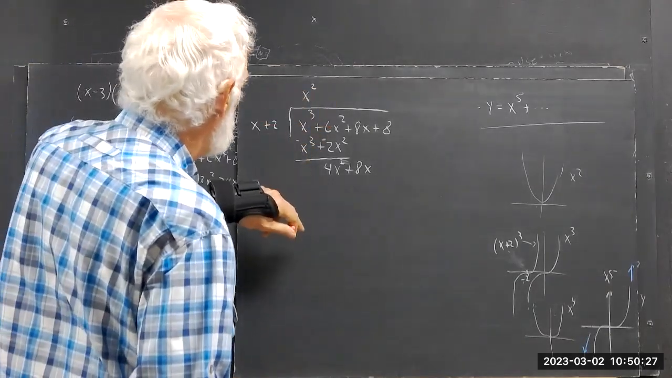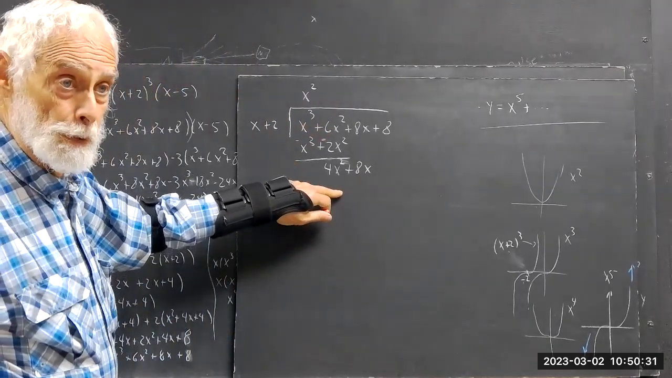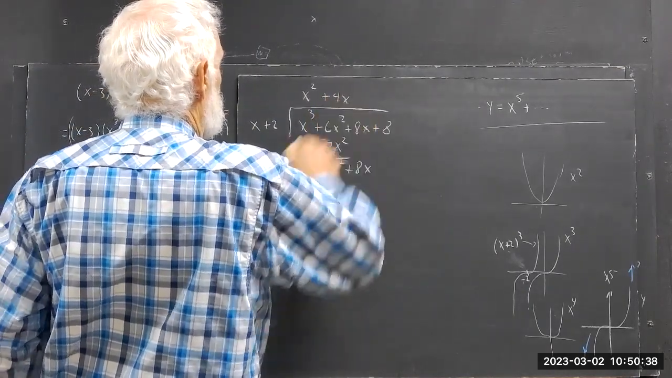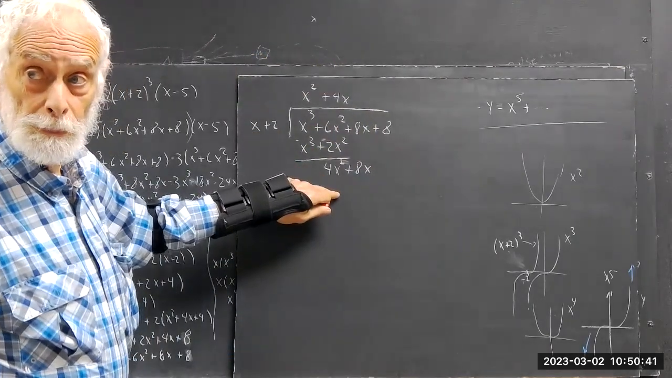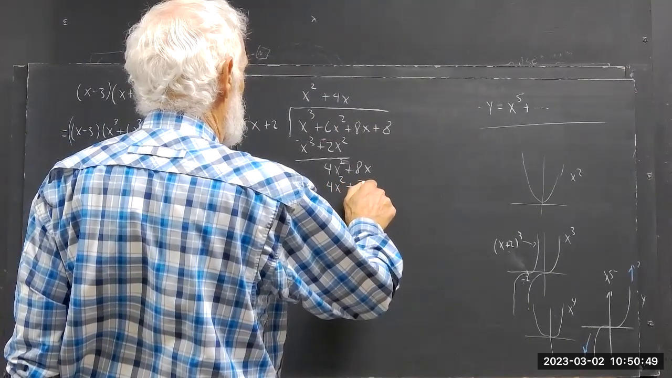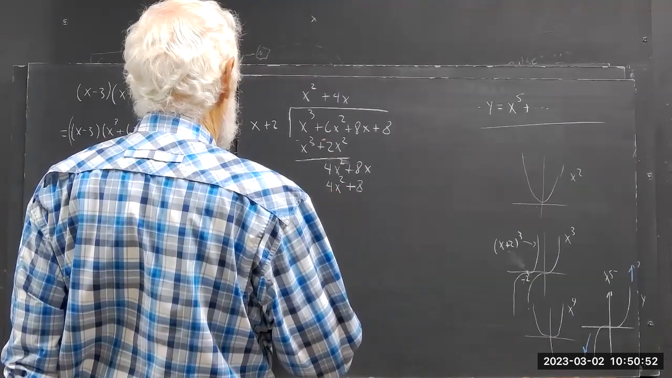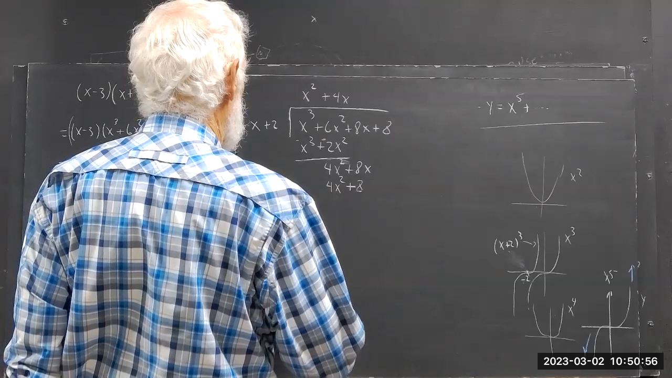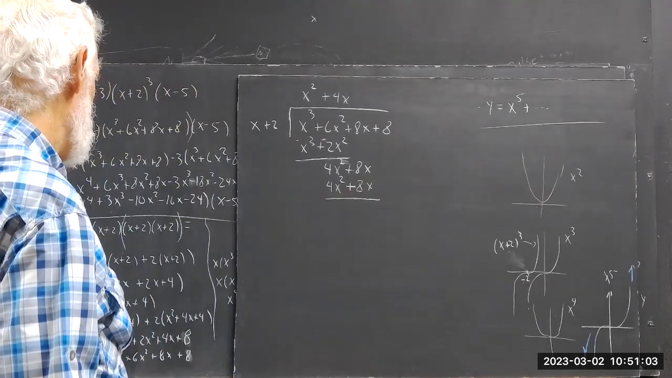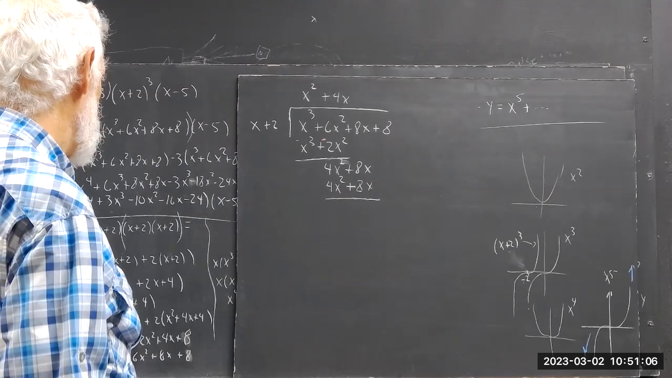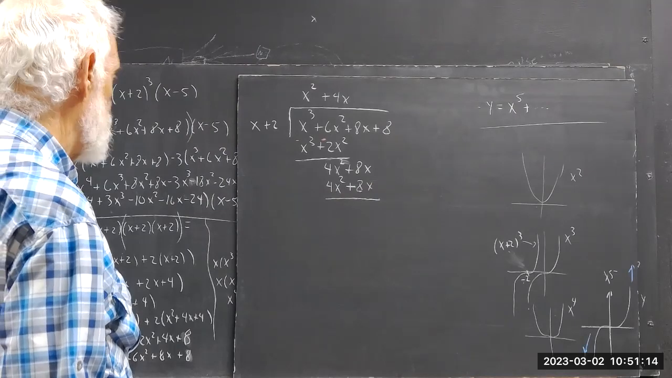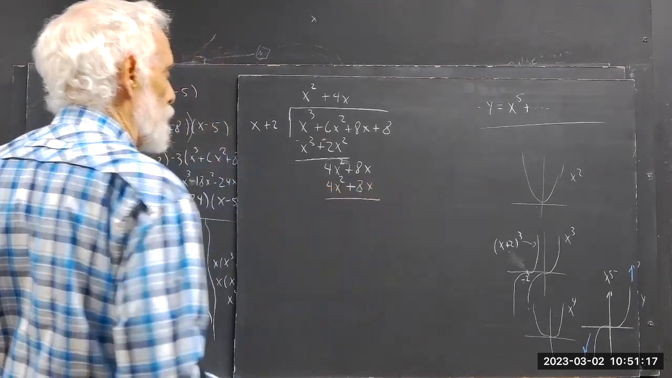Now, what do I have to multiply by x to get 4x squared? I want to make this 4x squared go away. Well, I multiply by 4x. This 4x times x gives me 4x squared. Yeah, I made a mistake over here. Okay, well, anyhow, so I got 4x squared plus 8x.